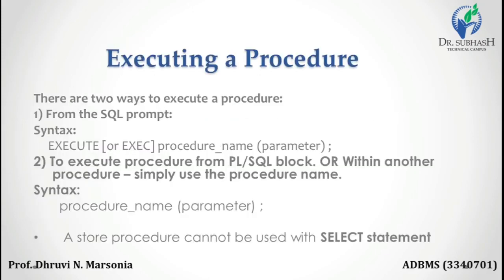Then if we successfully create a procedure, how will it be executed? There are two ways to execute procedures. First, from the SQL prompt: execute procedure name and, in brackets, the parameters. Then the procedure is compiled successfully. If there is no error, the output will be seen. To execute the procedure from a PL/SQL block within another procedure, simply use the procedure name and parameters. A stored procedure cannot be used with the select statement.